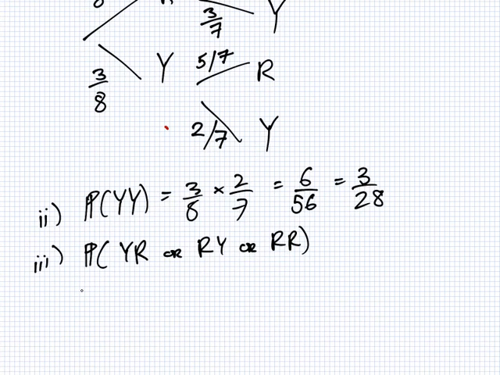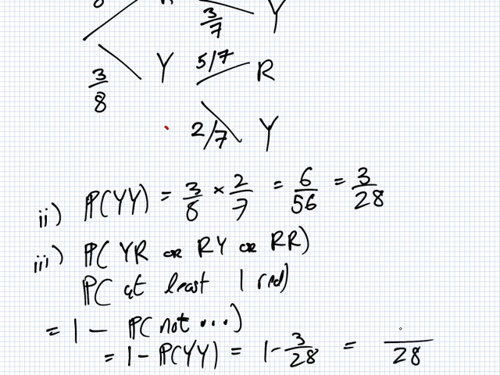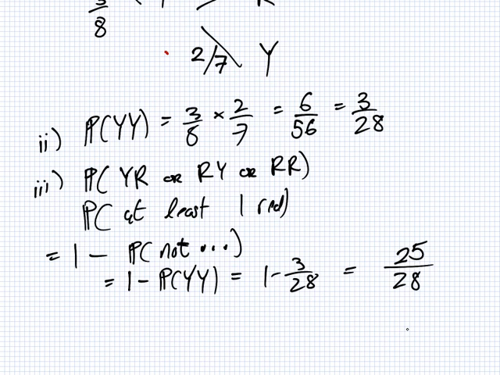You could do at least 1 red is the same as 1 minus the probability of not at least 1 red. So what's not getting at least 1 red? 2 yellows. So this is 1 minus yellow yellow, which you realize is what you did previously, so you have to use the previous answer here. So that's 1 minus 3 over 28, which is 25 over 28. Okay, and then the last one is the probability that the second bead is red.